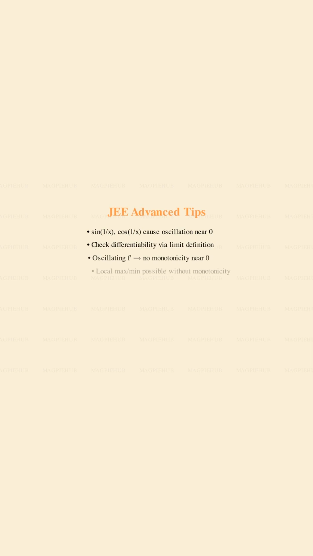Pro tip. Functions with sine of 1 over x or cosine of 1 over x are classic examples of oscillating behavior near 0. Always check differentiability using the limit definition, not by plugging into the derivative formula. When the derivative oscillates near a point, the function cannot be monotone in any neighborhood of that point. Also remember, a local extremum does not require monotonicity on either side.